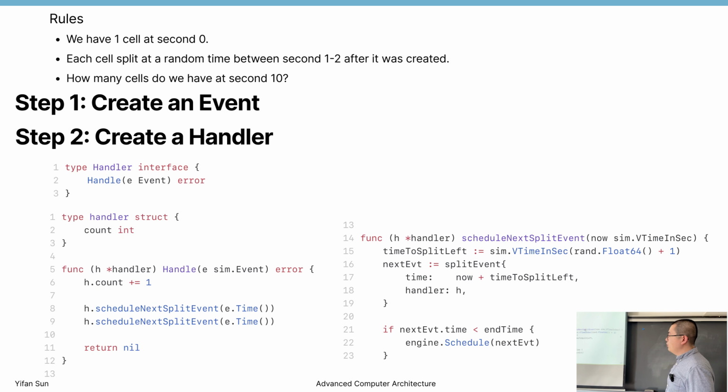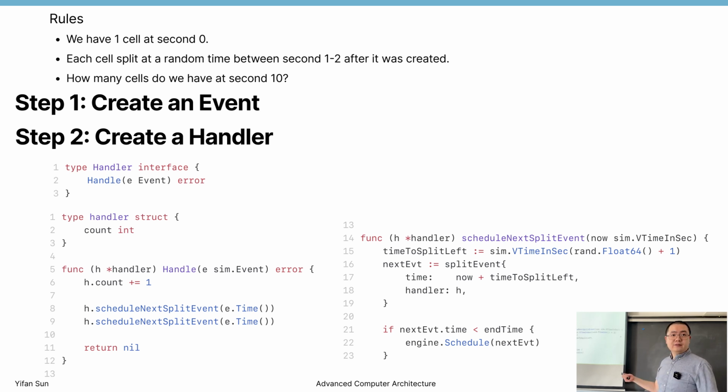So there are a few global variables, like rand, which is considered as a seed, is a global variable. What else? End time is a global variable, engine is a global variable. It's a very small program, so it's okay. Less than 100 lines.